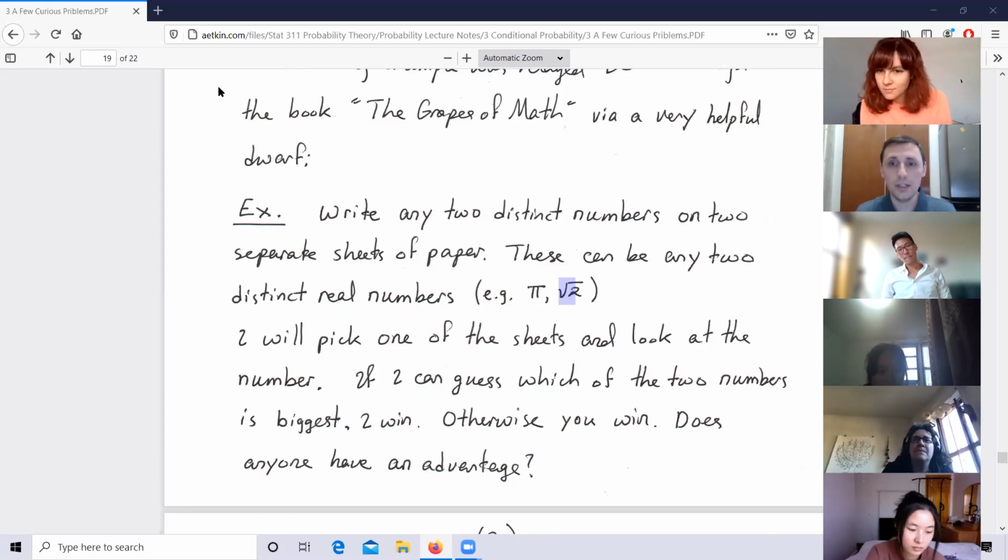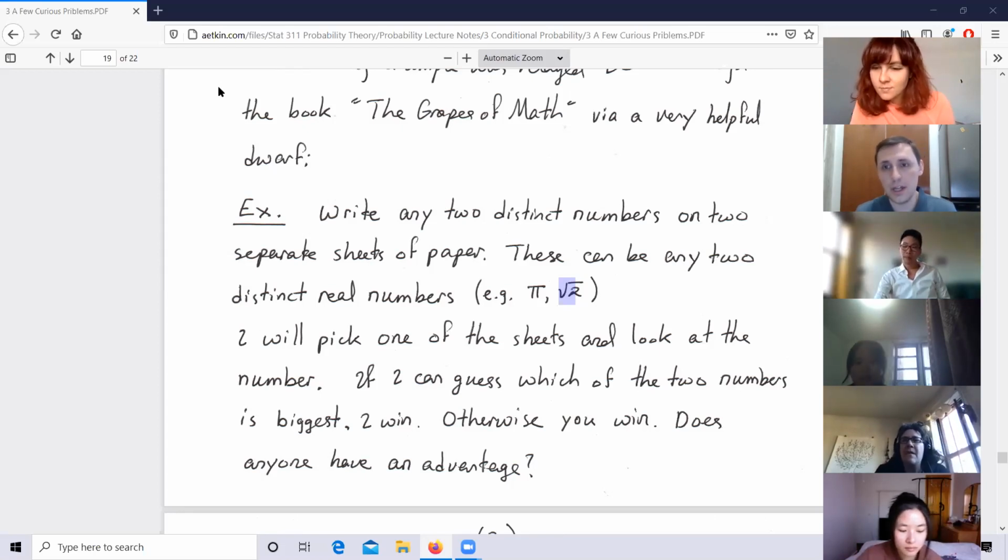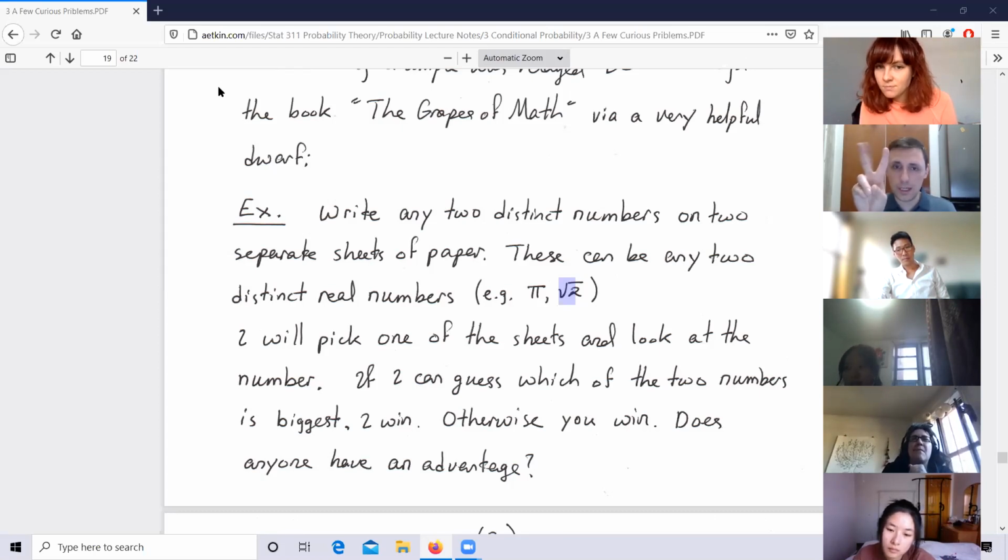Okay, are you ready? This is a strategy that will ensure that my likelihood of winning is bigger than your likelihood of winning, no matter what you do. You have to select 2 numbers, any 2 numbers that are distinct, and I have to decide which of those is biggest, right? I'm going to look at one of the numbers and I will decide if I'm looking at your bigger number or at your smaller number.